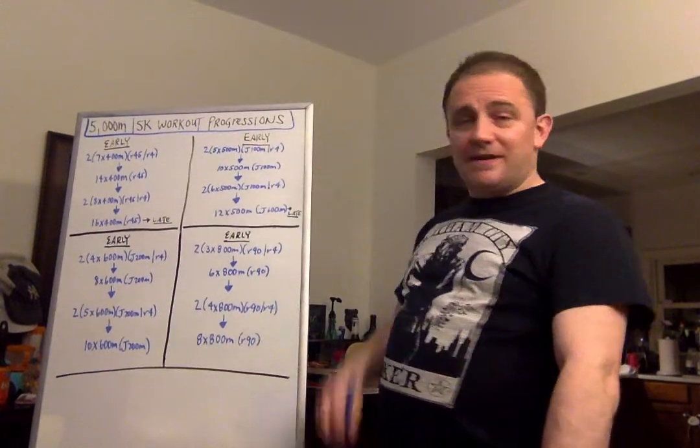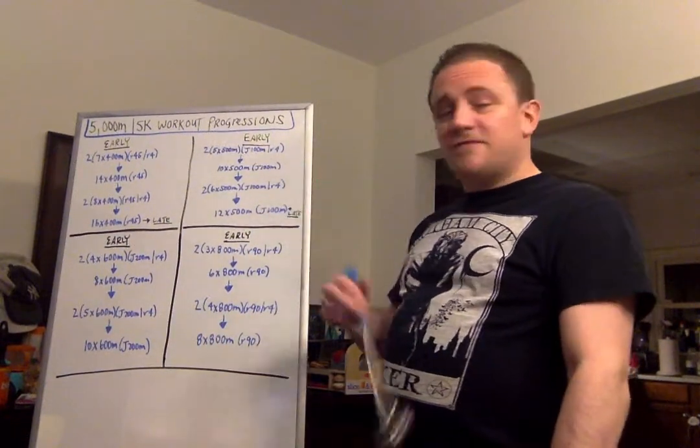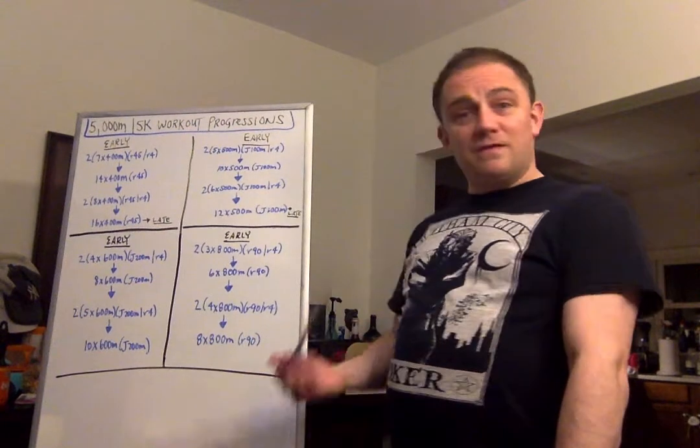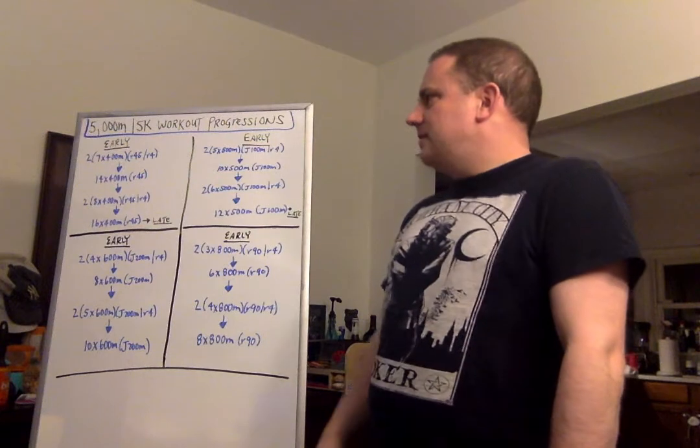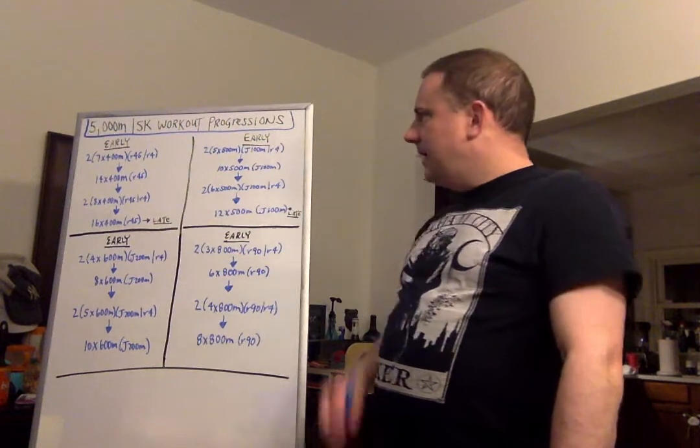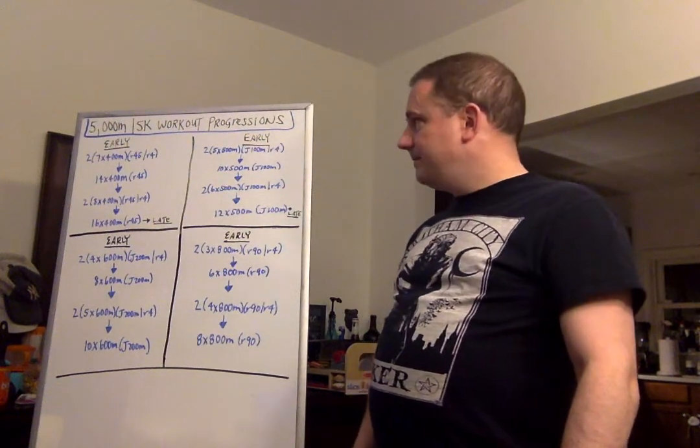Now let's move up to 500s. Okay, 2 sets of 5 by 500. Okay, total of 5,000 meters, with a 100-meter jog after each rep and a 4-minute recovery in between the sets.